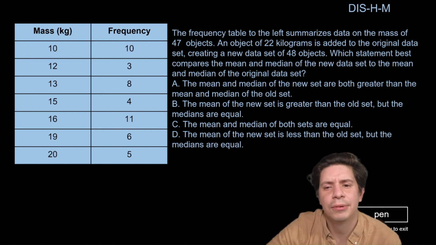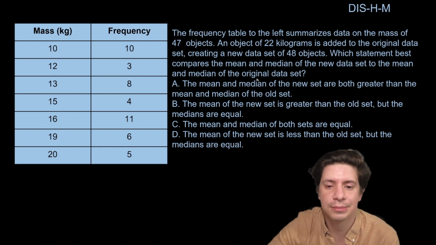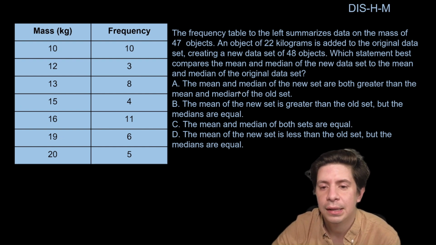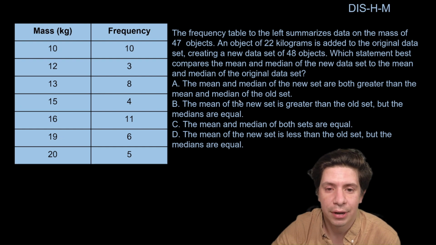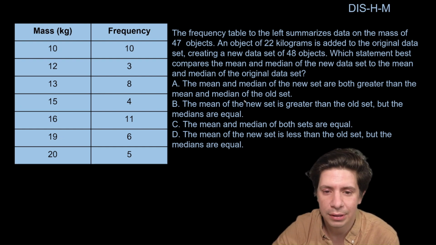The reason I have this as its own category is because it's a different type of chart. It's a frequency chart, but the concept is similar to what we did before. The mean are both greater. I wouldn't say the median. The mean and median of the new set are both greater than the mean and median of the old set. No, because the median isn't changing, I believe, but the mean is.